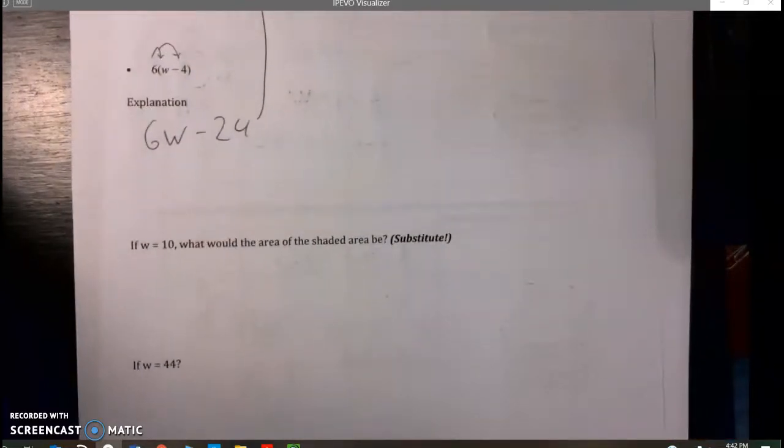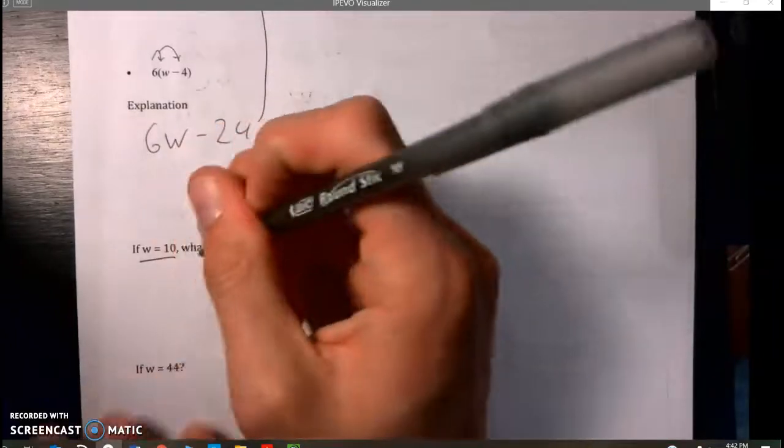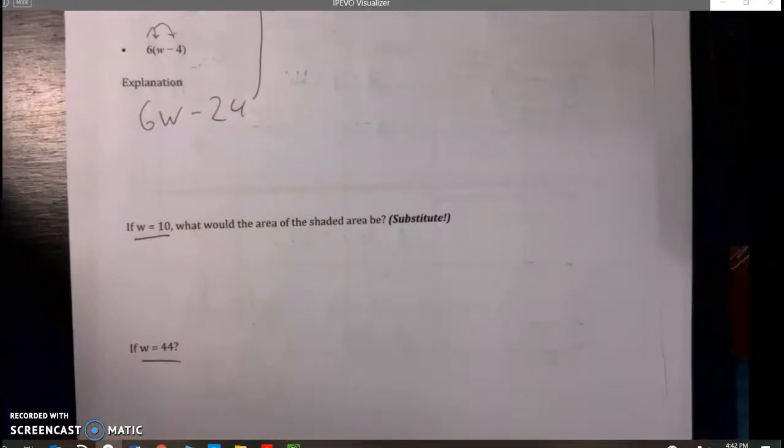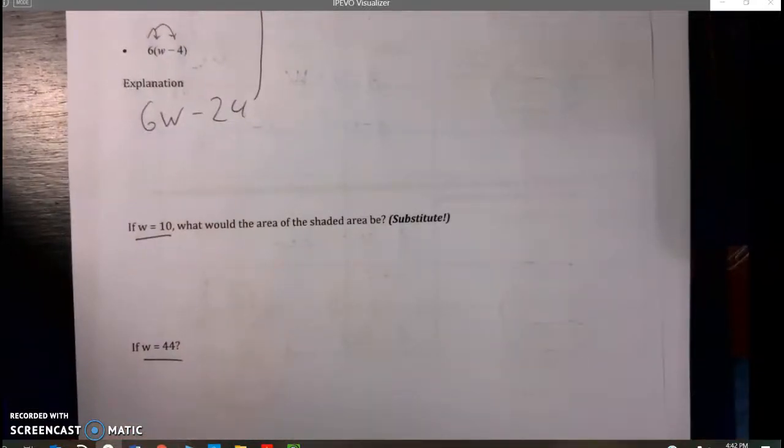Down below, if W was 10, then what would the area of the shaded area be? So, once again, here they're giving us values for our variable, so that means that we would need to substitute, as it says. Anytime you're given a value for a variable, you substitute it into your expression to get an answer.